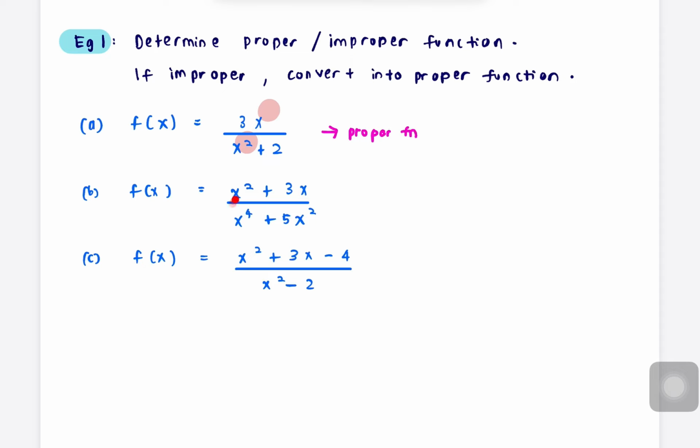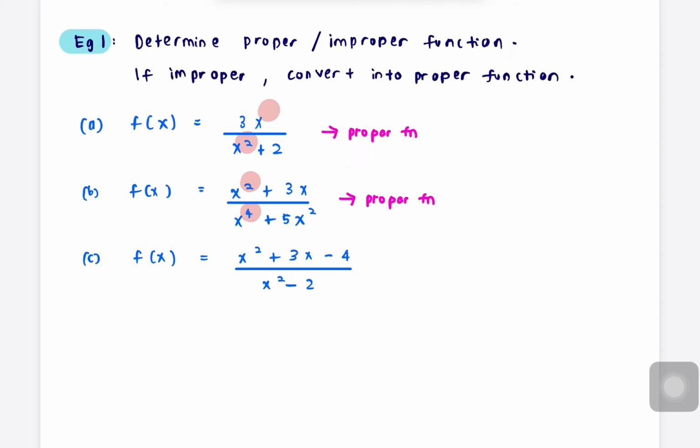Second question, x squared plus 3x, so this is the highest degree of numerator, over x to the power of 4 plus 5x squared. So this one also, the numerator is less than the denominator. So you will also have a proper function.